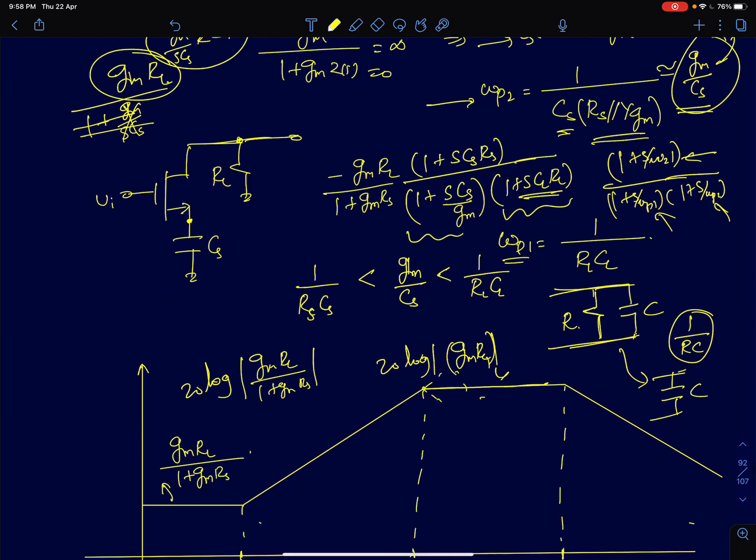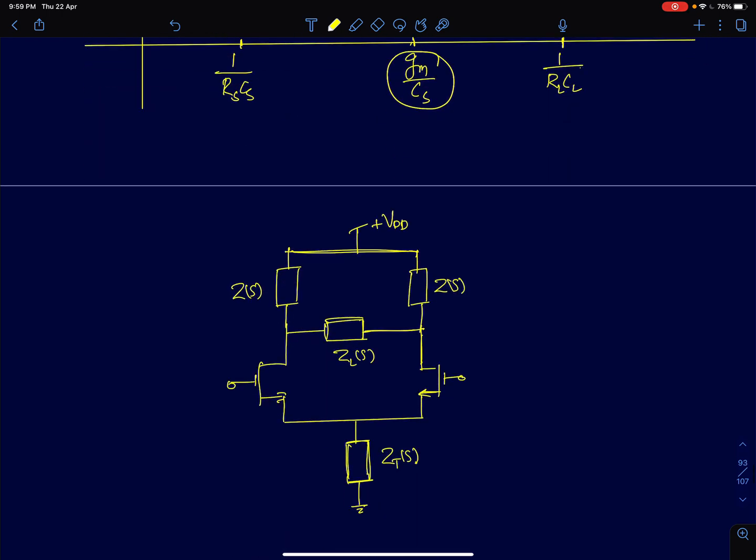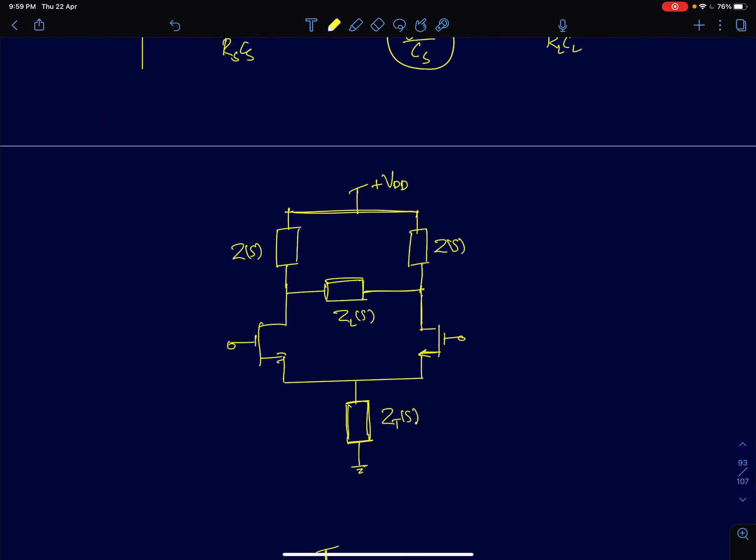So now with this knowledge, I'll come back to the circuit. We found out the gain here. Now after 1 by RLCL, you will encounter another pole, so that will decay the response at a rate of minus 20 dB per decade. So now we have the basic knowledge necessary to analyze the frequency response of differential pairs, a differential amplifier. I'll now quickly take you through a general differential amplifier structure and show very briefly how to draw the differential half circuits.